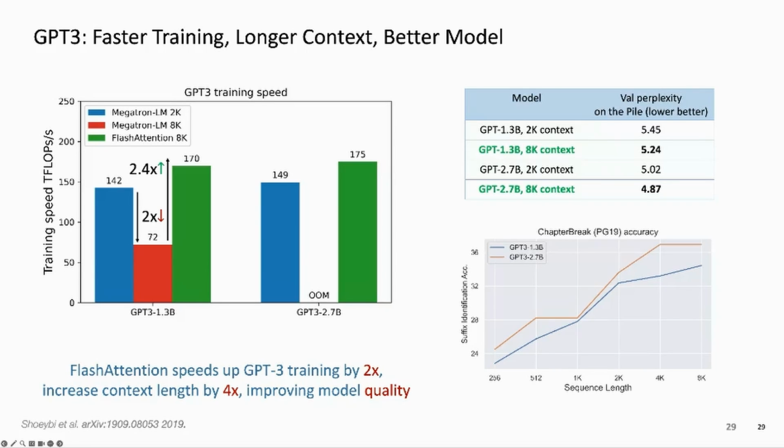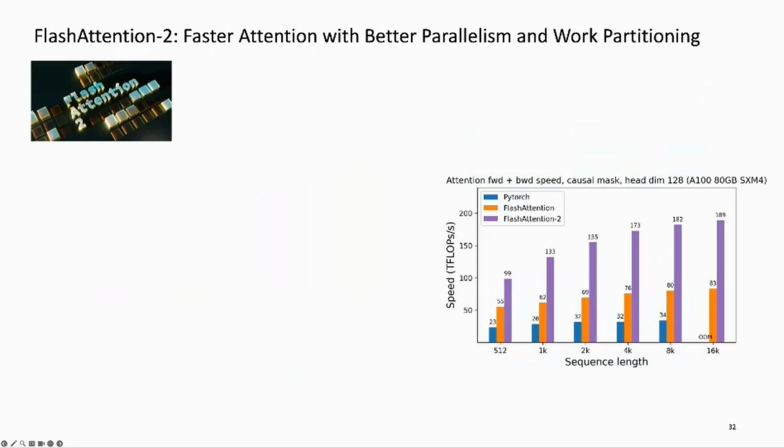FlashAttention. And then I'll mention just a couple of ideas from FlashAttention 2, which is this recent work that we released on Monday. So FlashAttention, even though it was already 2 to 4x faster than the optimized baseline, still had quite a bit of headroom. For example, the highlight result is that we're about 2x faster in wall clock time.